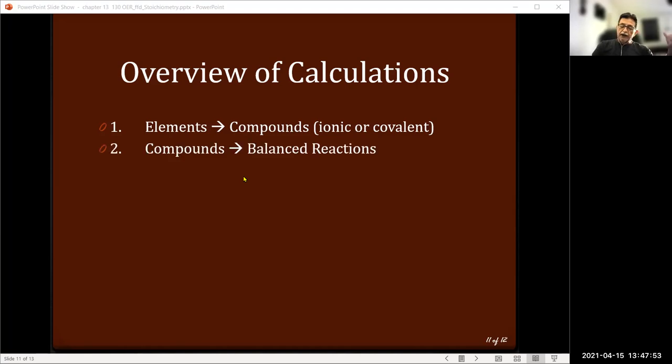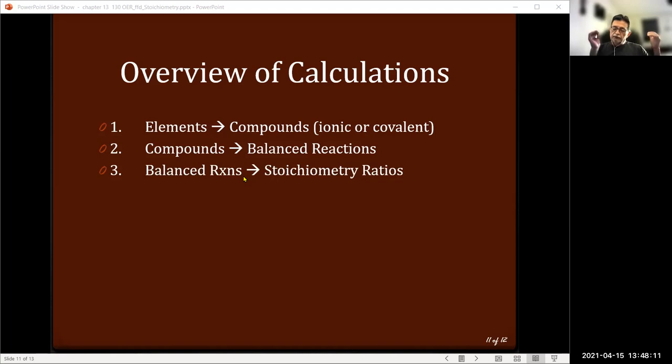The compounds then react with each other. We have 6 different types of reactions that we have dealt with. And from those reactions, we are able to generate the products, and then we balance these reactions. From the balanced chemical reactions, we have those coefficients, which are the stoichiometric ratios between reactants and products. How many moles of everything is created or generated in any reaction.